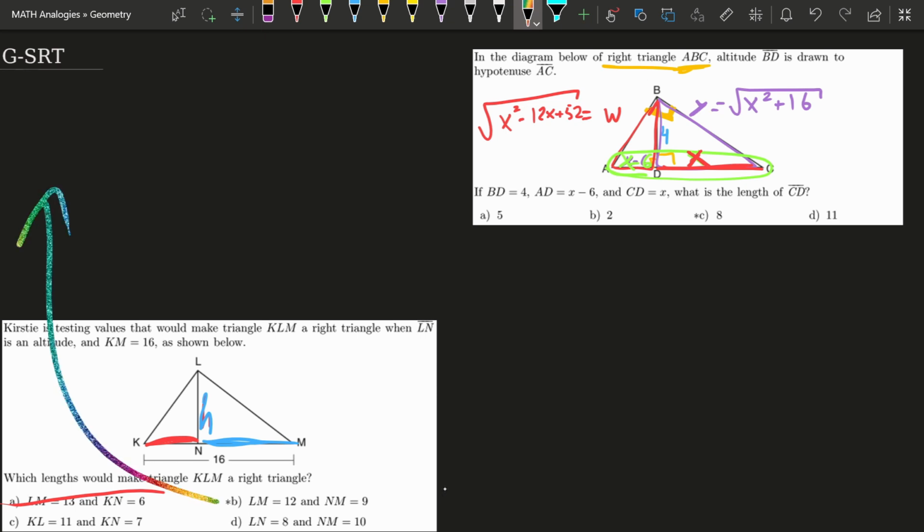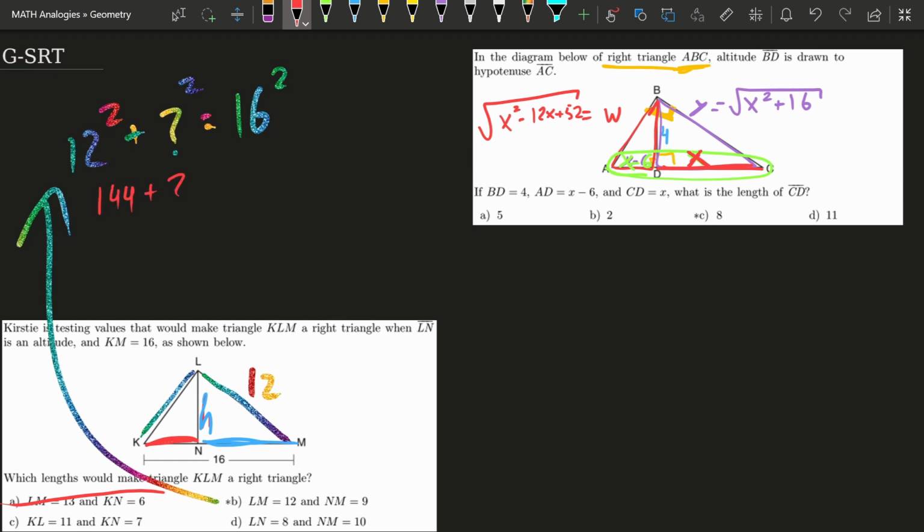So LM would be 12. So 12 squared plus something squared would equal the bottom 16 squared. So that's going to look like 144 plus something squared equals 256. Or our mystery squared equals 256 minus 144, also known as 112, which doesn't exactly have a nice square root. So square root of 112.